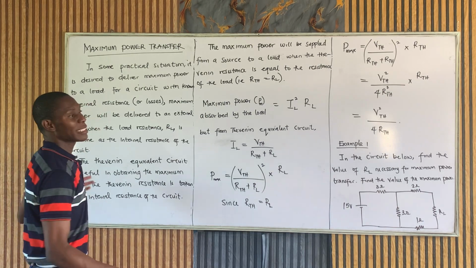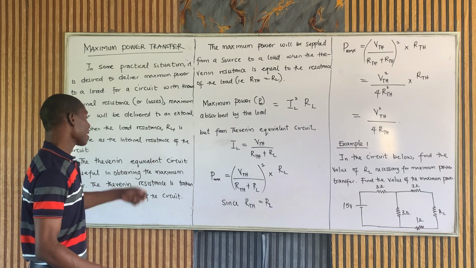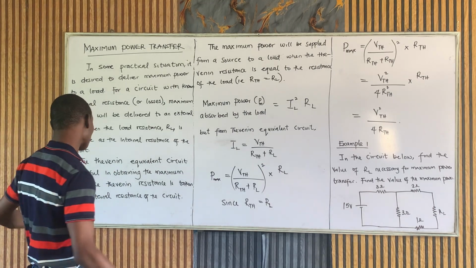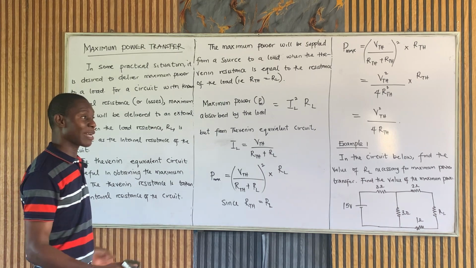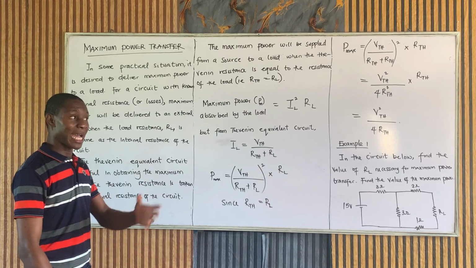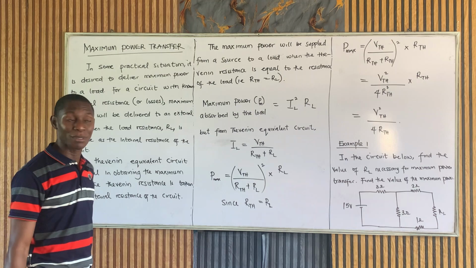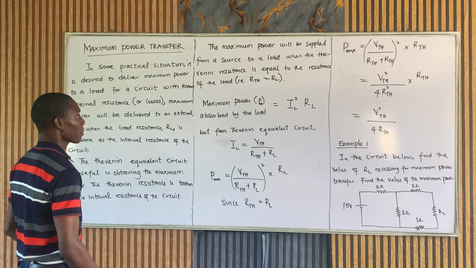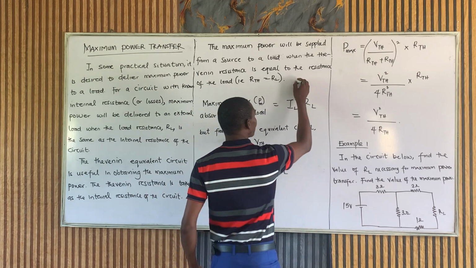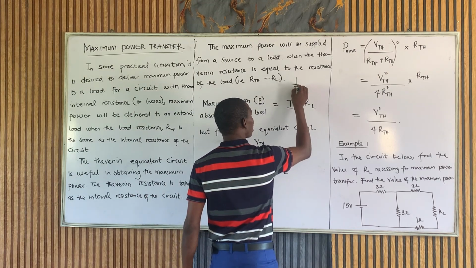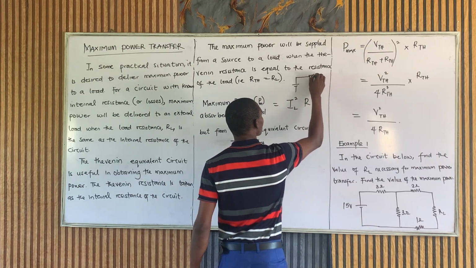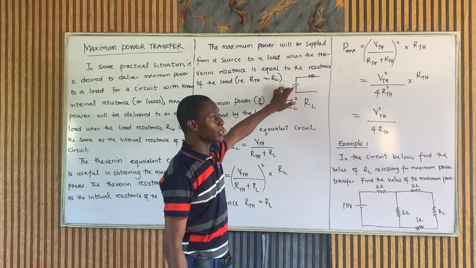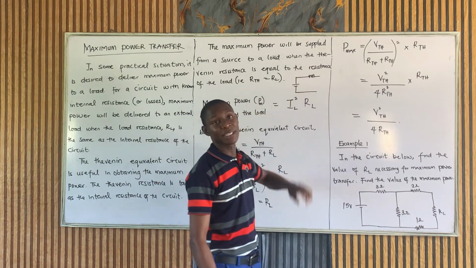Now the Thevenin equivalent circuit is useful in obtaining maximum power transfer. That's because it presents a circuit having the source and the resistance, which we can assume to be the internal resistance. As we proceed, I will explain. We know that the Thevenin equivalent circuit is always given like this with your VTH and your RTH. This is the Thevenin equivalent circuit. So it is the source VTH and this is the Thevenin resistance.